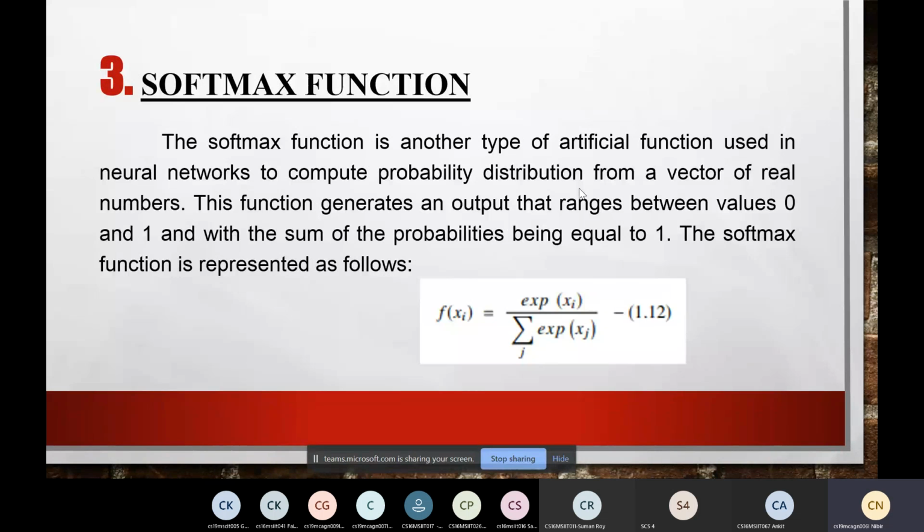Now moving to the third one, the softmax function. The softmax function is another type of activation function used in neural networks to compute a probability distribution from a vector of real numbers. This function generates an output that ranges between 0 and 1, with the sum of probabilities being equal to 1.